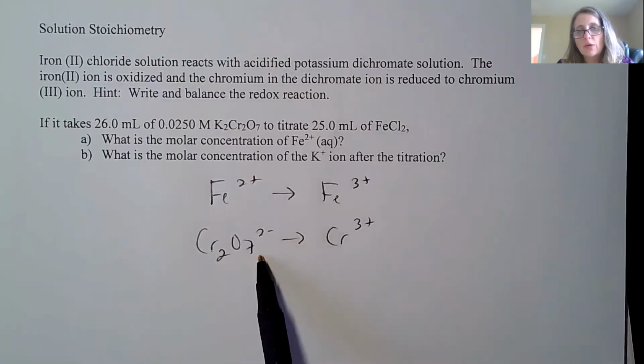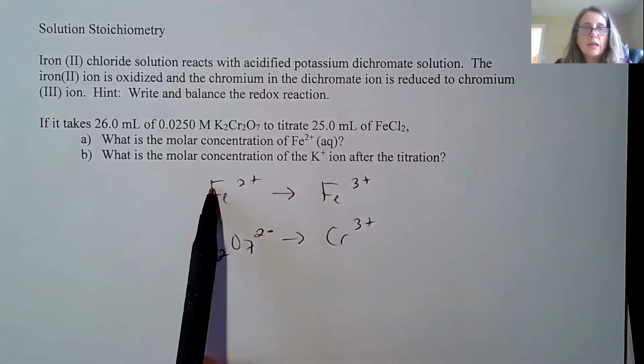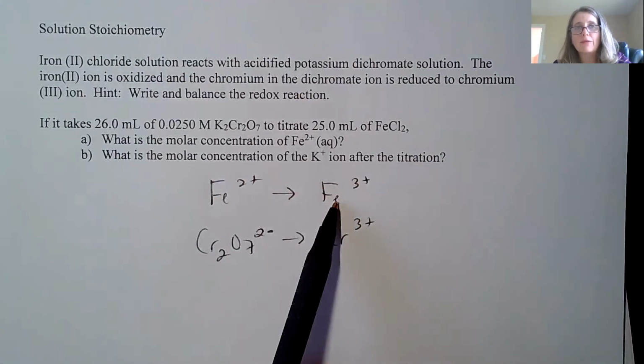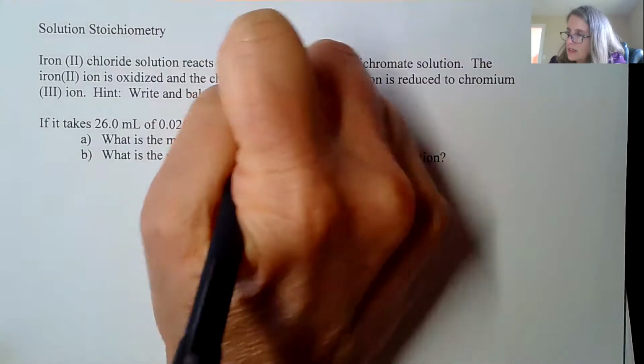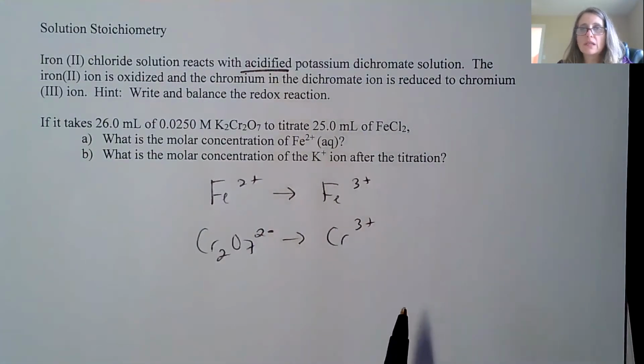I would say the dichromate is becoming chromium 3. So that would be given to you, and then Fe2+ is becoming Fe3+. The only thing that is important in that paragraph up there is it's acidified. So this is an acidic solution. So pause this video and see if you can balance it, and then you're going to see my answer here in a second.